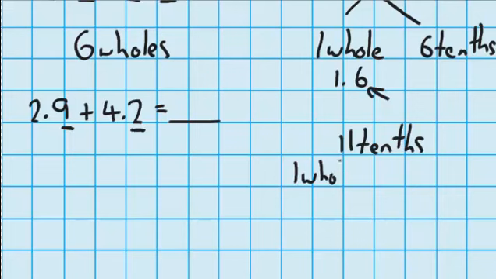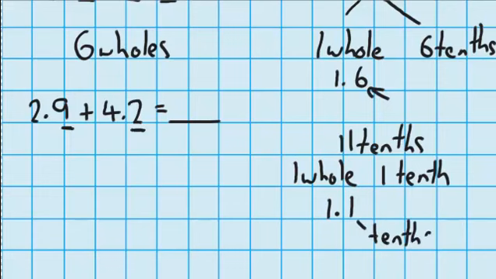and 1/10, and we can write that as 1.1, because this one is in the tenths column and this one is in the ones column. So now I need to move on to the ones.